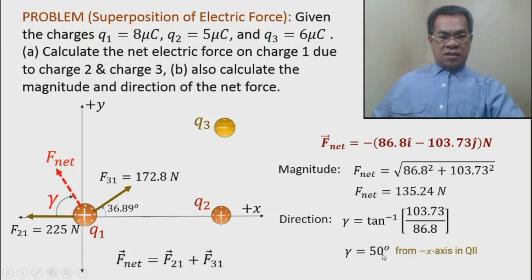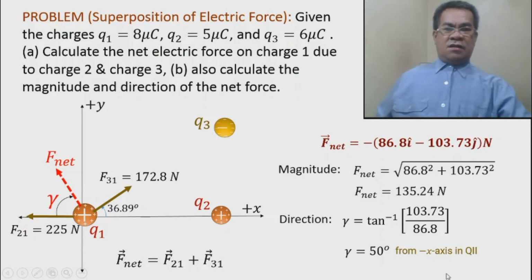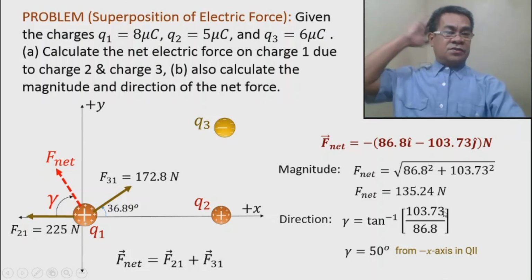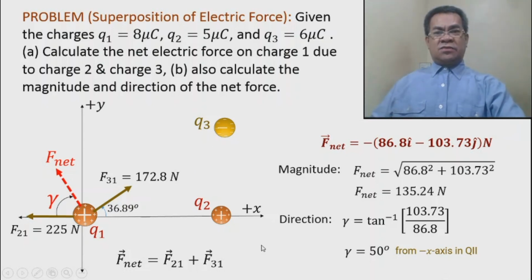Okay? Look at the description. The 50 degrees is from negative X. So, from negative X in quadrant 2. So, therefore, this is the complete description because we can have the negative X in quadrant 3 also. So, therefore, you have to specify where your angle is coming from and in what quadrant the net force is located. So, therefore, these are the answers to the problem.